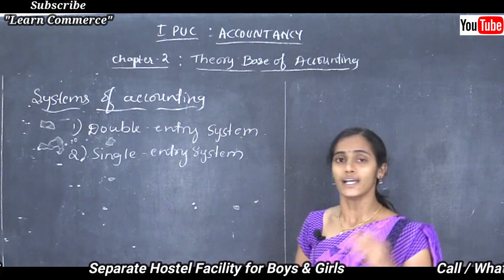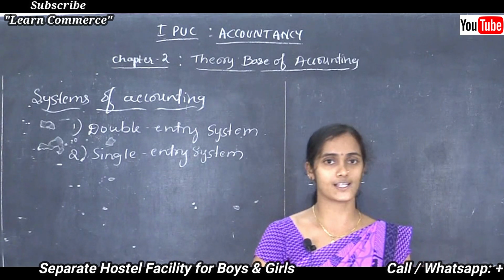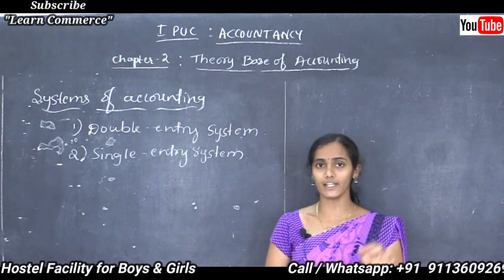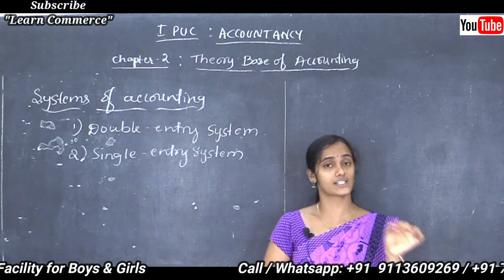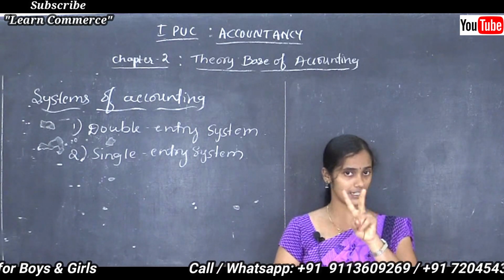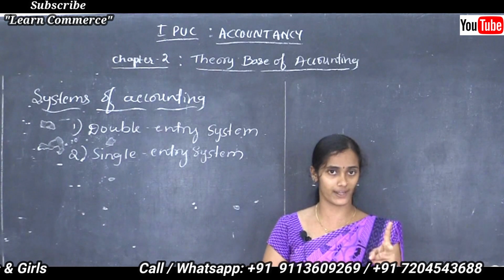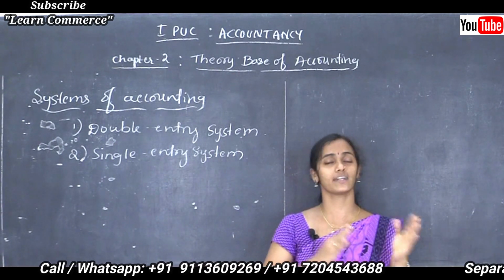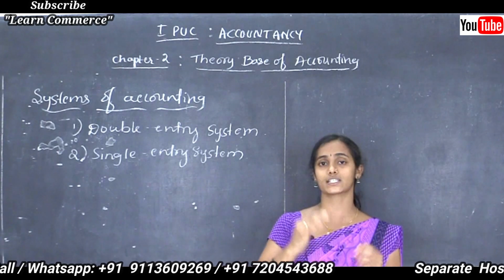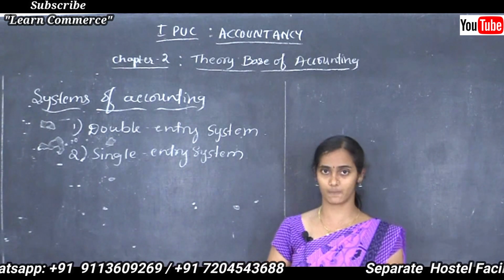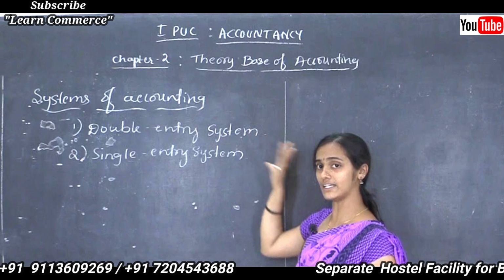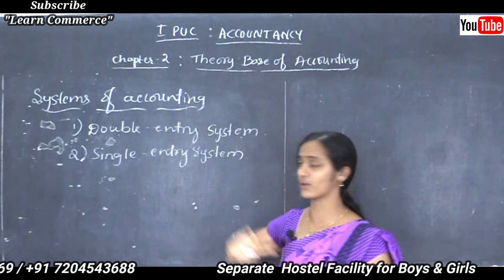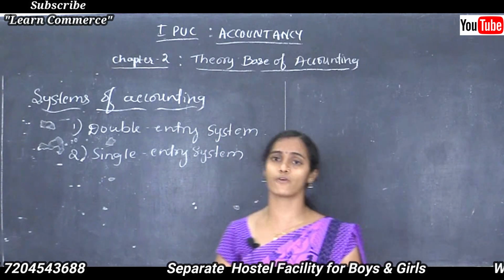You need to know the features or basic assumptions followed under the double entry system of accounting. We know the dual aspect concept. According to the dual aspect concept, each and every transaction involves at least two effects, a twofold effect. One is the debit aspect, another is the credit aspect. One is the take aspect, another is the give aspect. Let's discuss the first one, the double entry system of accounting.